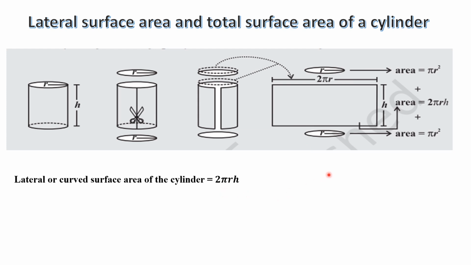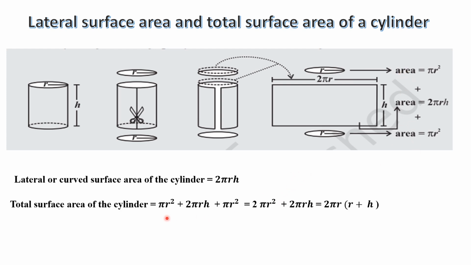Now if you have to find the total surface area, then you have to add area of the top, bottom and the lateral surface area. So sum of all the three will give you the total surface area of the cylinder. So total surface area will be pi r square plus 2 pi rh plus pi r square. And pi r square and pi r square will become 2 pi r square.